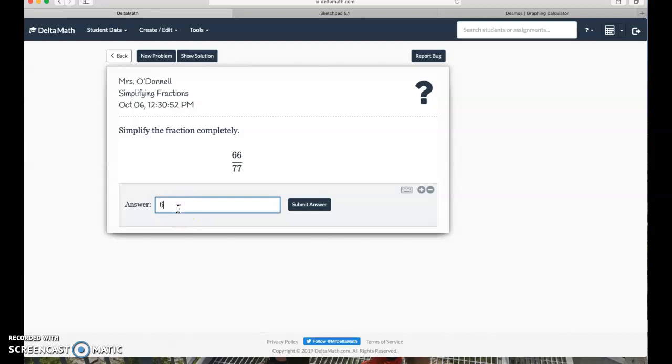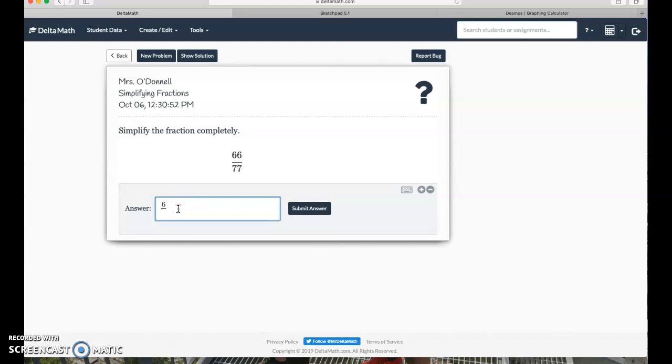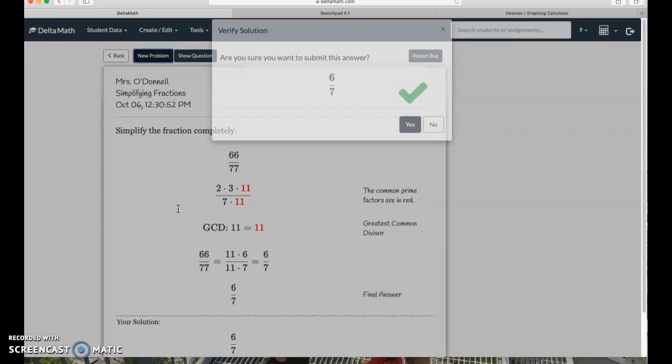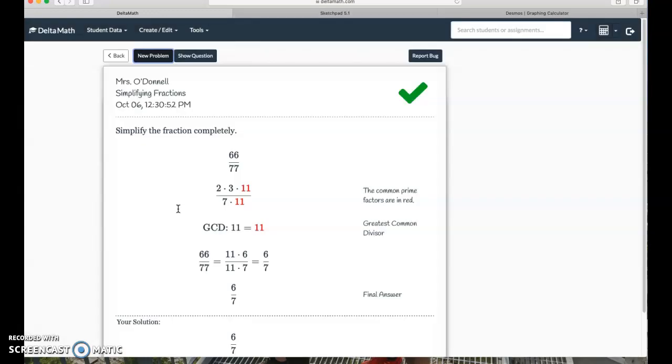When I'm typing it in, I'm going to type in 6, my slash or my question mark button to make that division sign or that fraction sign. And yep, there I got it. Delta Math specifically is calling it the GCD, or greatest common denominator, or greatest common divisor, I guess. So there you have it. That's how you reduce a fraction.